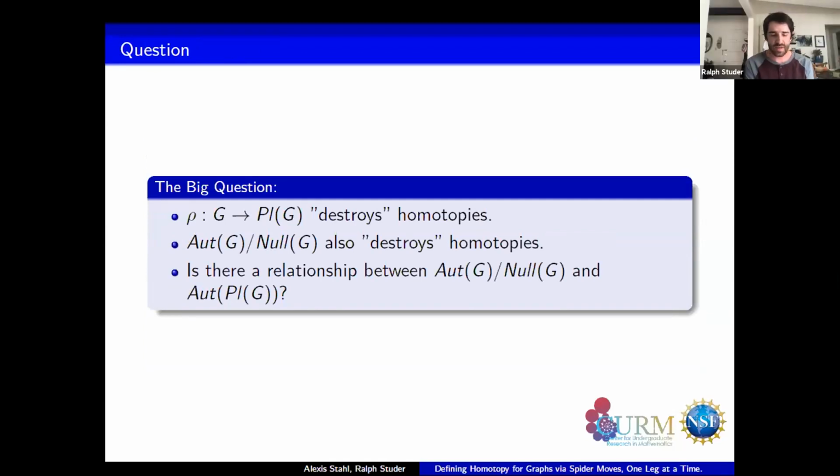So we learned from there that rho destroys homotopies as well as aut G mod null G destroys homotopies. And this led to our big question of, is there a relationship between aut G mod null G and aut pleat G? And the reason rho destroys homotopies, just to brush back over that, is because all folds are eliminated by definition of the stiff subgraph. And then aut G mod null G just factors aut G with null G, which also destroys the homotopies.